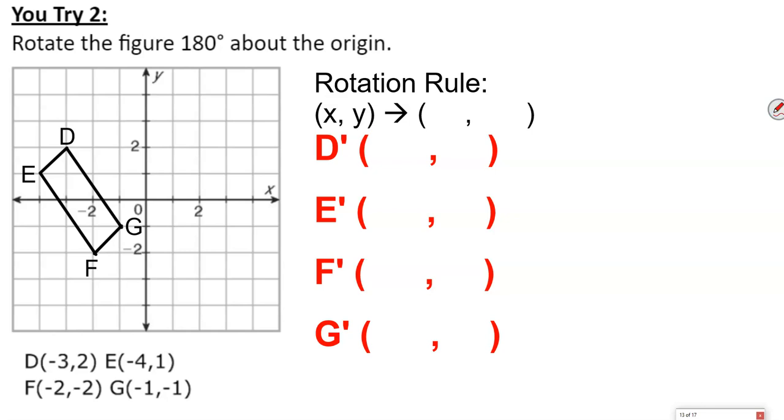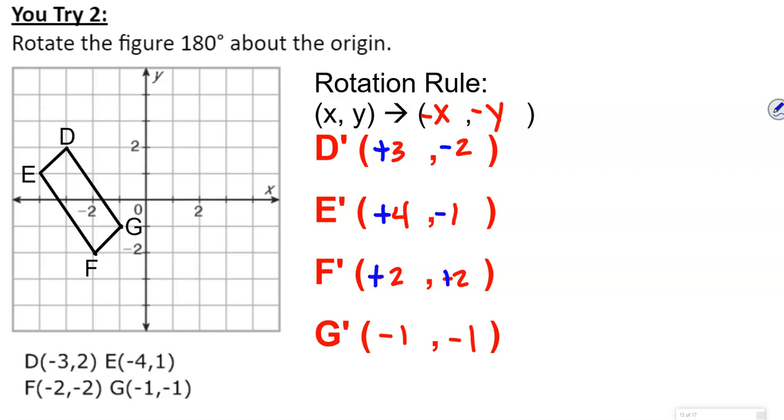So here we go again. This is a 180-degree rotation, x, y, so it's negative x, negative y. I'm just going to rewrite my points again, just like they are. Then I'm going to change the signs. So this one's positive and negative and positive and negative and positive and positive and positive and positive. Okay? Now go ahead and plot those points again, which you should have already done.